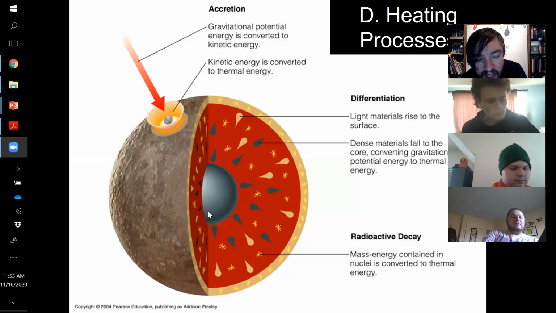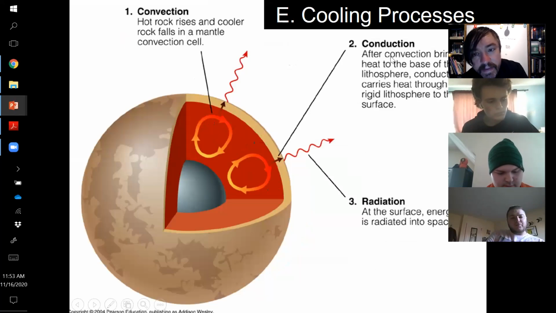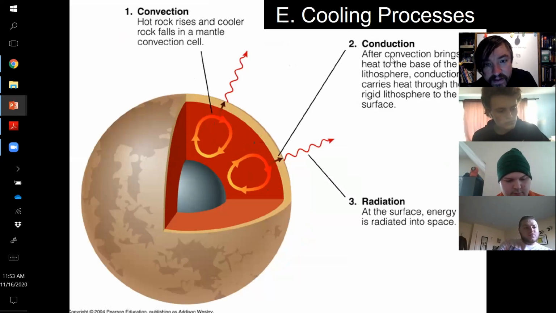The first question is, Frank, planets start off hot, and they have ways like radioactivity and differentiation to keep them hot. But obviously, planets cool down over time. And so we have to ask ourselves, how do planets cool? They cool because they basically shine light into space.